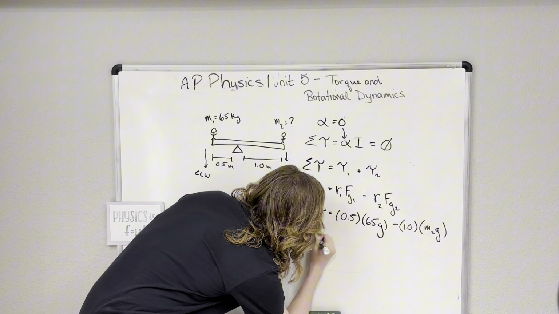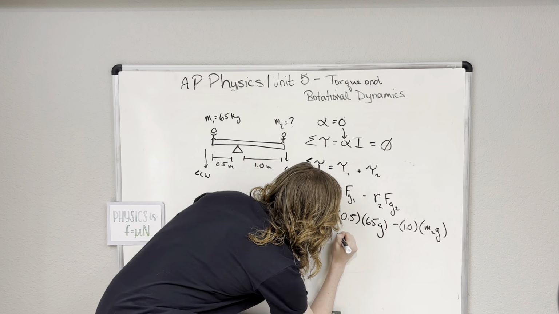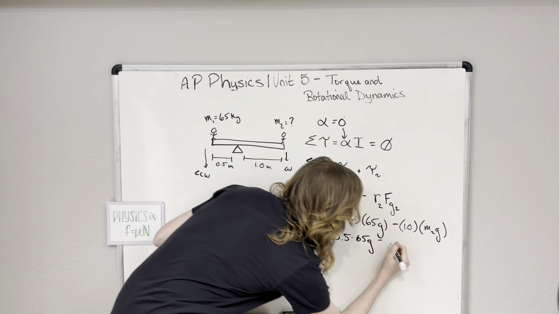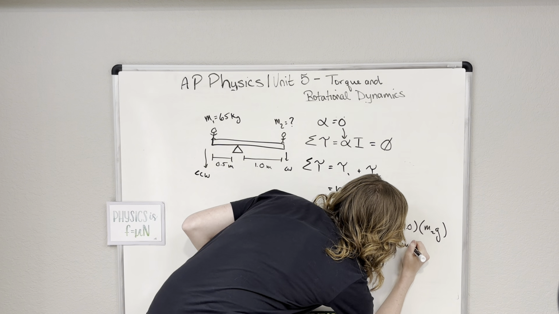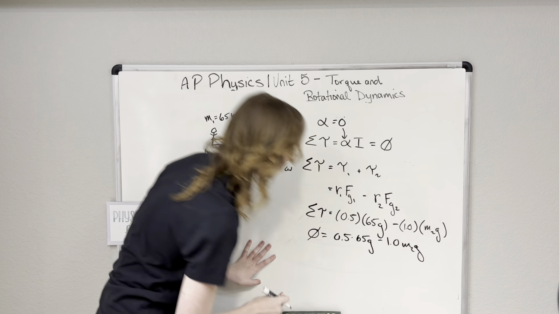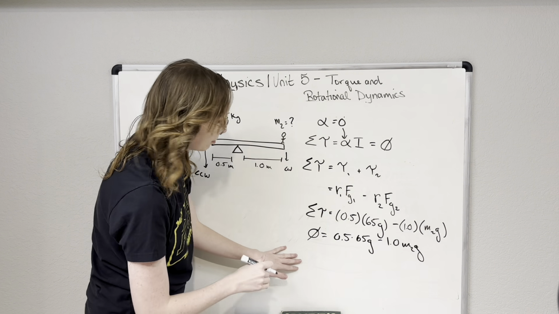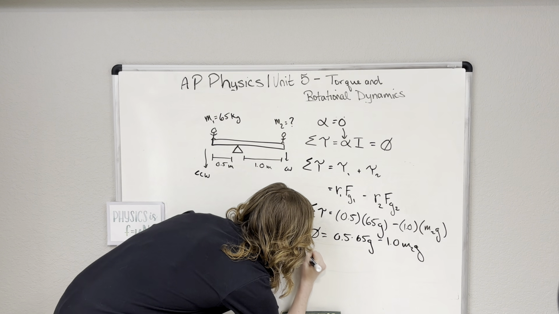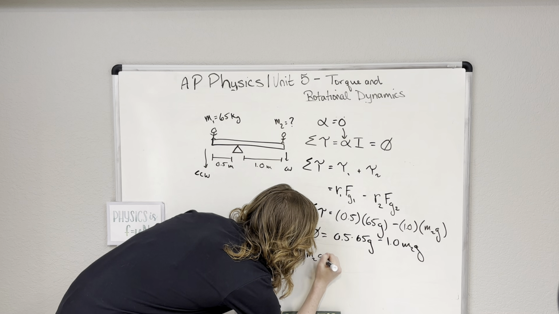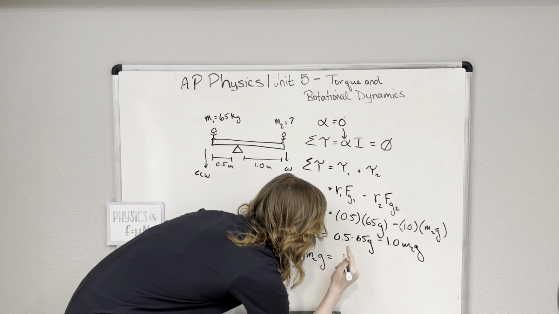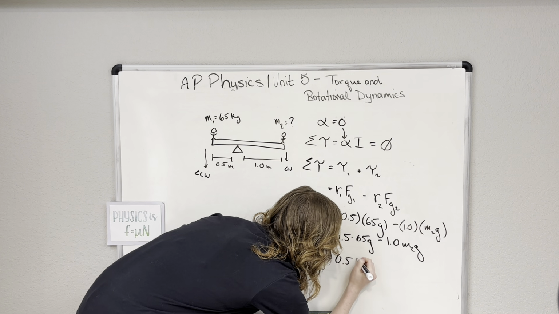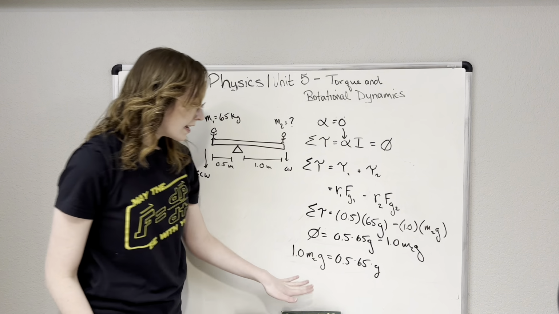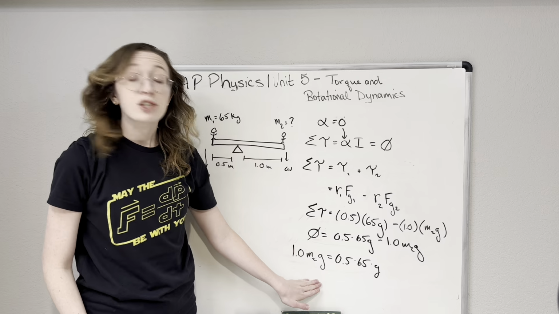So this is going to be 0 is equal to 0.5 times 65g minus 1.0 times m2 times g. I'm going to bring this over to the right side by adding it to both sides of my equation. I'm going to find that 1.0 times m2 times g is equal to 0.5 times 65 times g. Okay, and now, because I left my g's out, they are just going to cancel out.